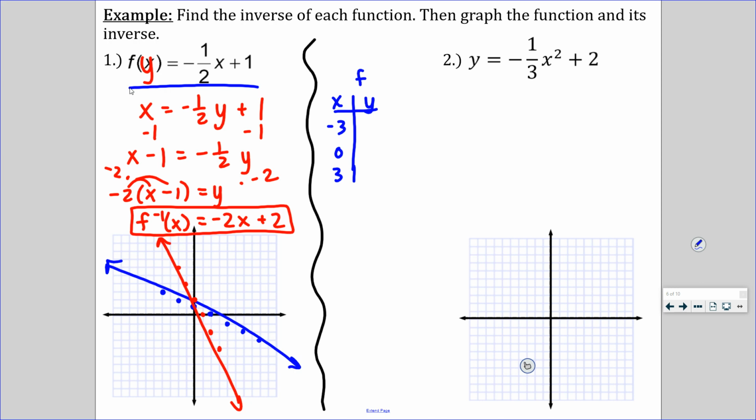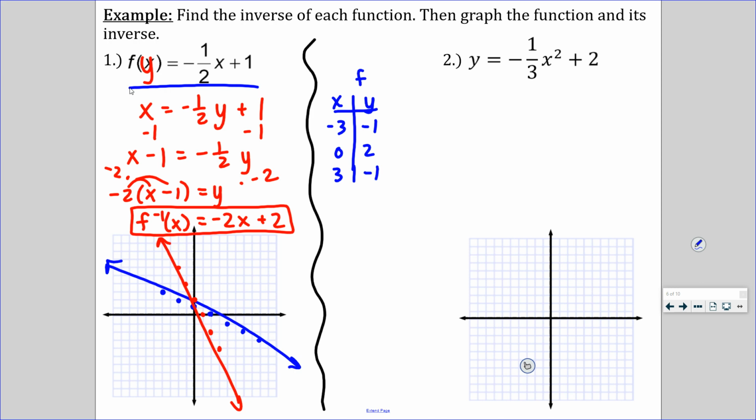If you really wanted to, you could complete the square and put this in vertex form. I wouldn't recommend that. I would just make a quick table. When I plug in -3, I get 9 times -1/3 is -3, plus 2 is -1. What do I get out when I plug in 0? 2. 0 plus 2 is 2. When I plug in 3, I'm also going to get out -1.